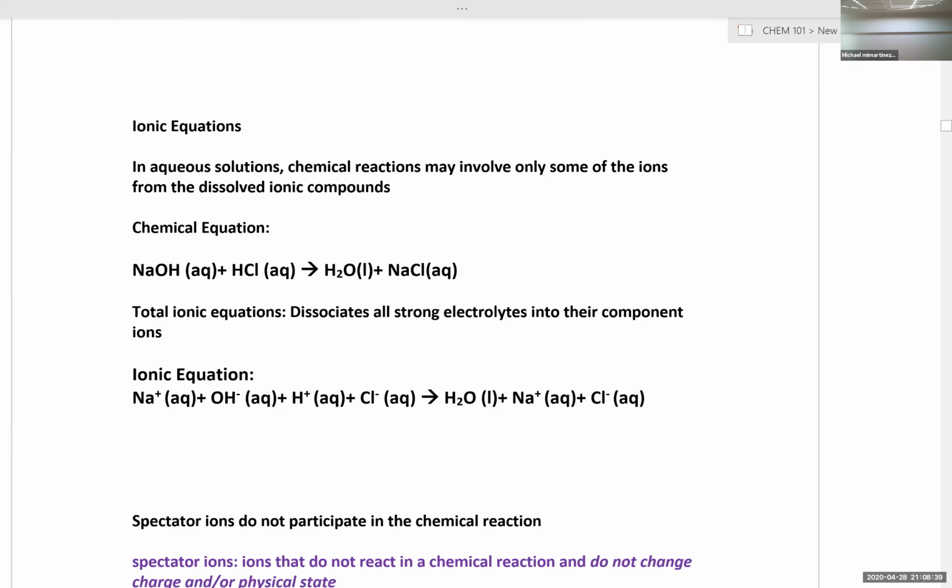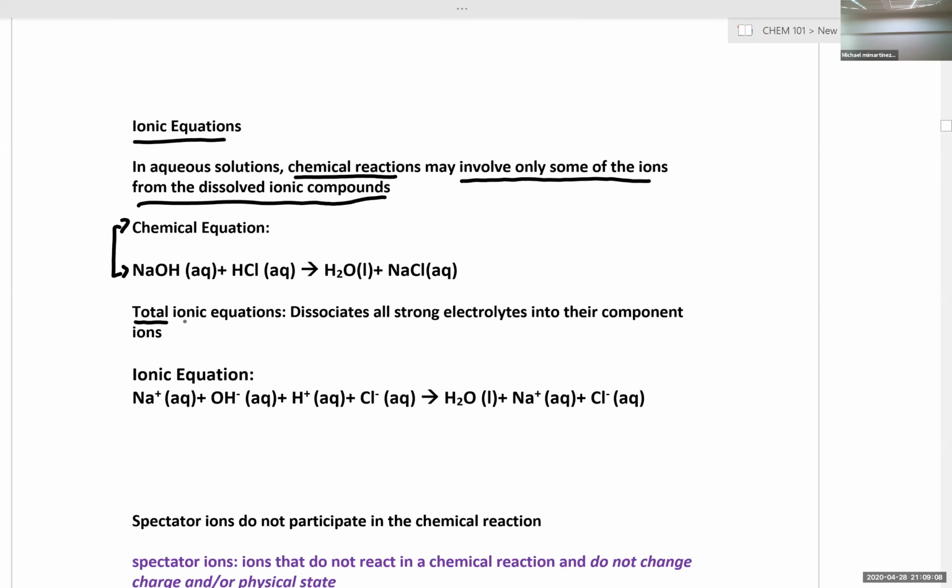In the last about 12 minutes of this class, we're going to introduce and talk a little bit about this idea of ionic equations. The main point of ionic equations is to really understand what chemical species are actually reacting. Chemical reactions may involve only some of the ions from the dissolved ionic compounds. For example, we have our chemical equation that we are so used to seeing.